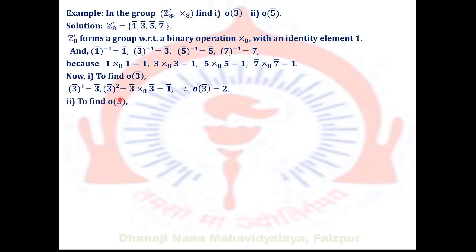Also to find the order of 5 bar, we have 5 bar raised to 1 is equal to 5 bar, 5 bar raised to 2 is equal to 5 bar into 5 bar modulo 8, so it is equal to 1 bar. Hence the order of 5 bar is equal to 2.